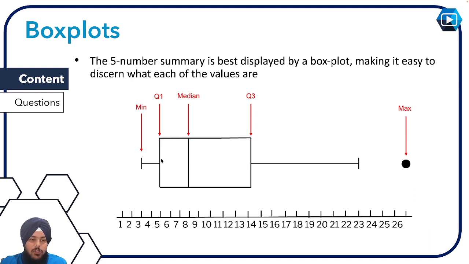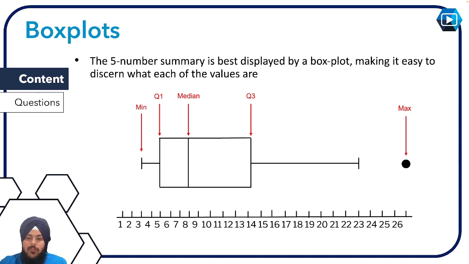So from the minimum to Q1, that's 25% of the data values. Q1 to median, that's also 25% of the data values. Median to Q3, that's 25% of the data values. And Q3 to the maximum is another 25% of the data values. So it's essentially splitting the graph to see where the data lies predominantly.